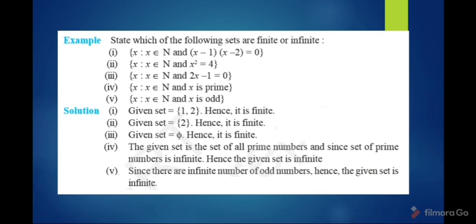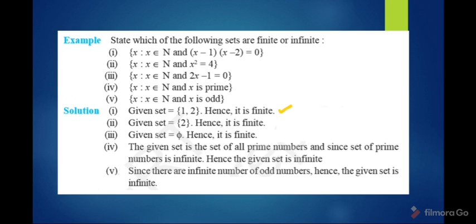Now there is an example. State which of the following sets are finite and infinite. First one is x is a natural number and (x minus 1)(x minus 2) equal to 0. Look here, this is in factorized form. If you solve it, the value of x will be either 1 or 2. So this set is equal to {1, 2}. Hence it is a finite set because it contains only 2 elements.